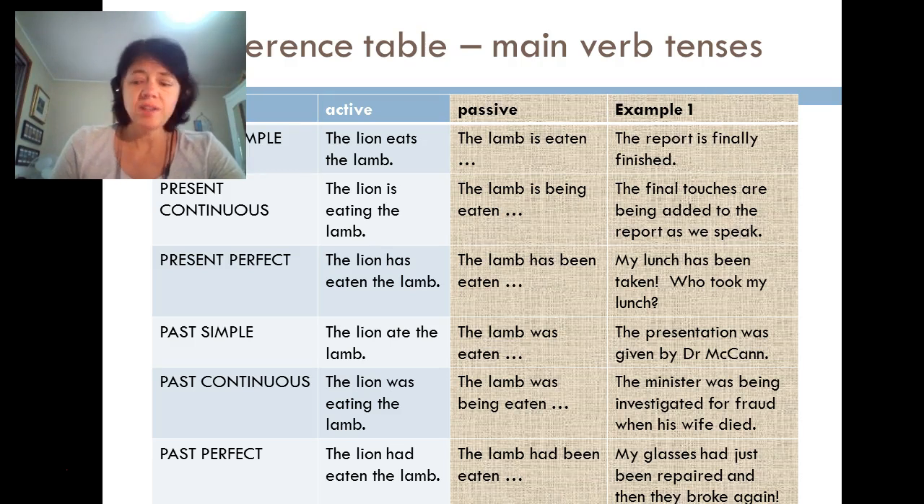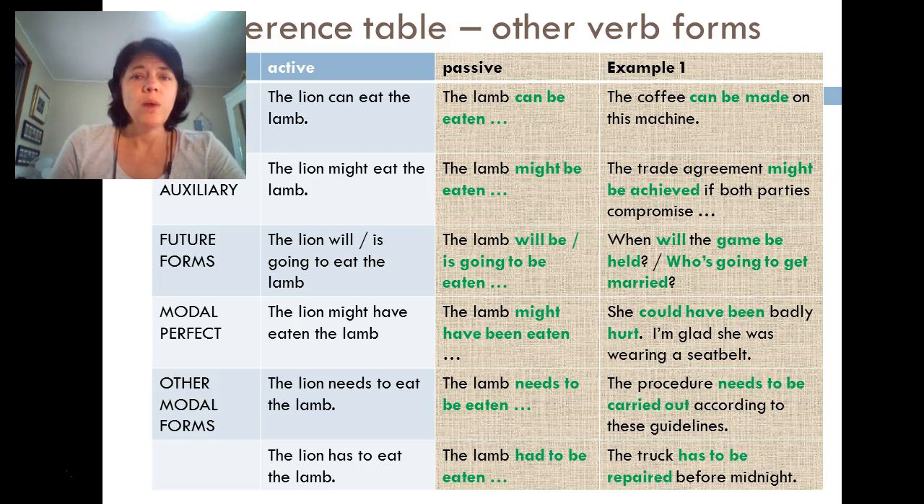Now, I'd like to follow this table with one that looks at other verb forms. For example, the lion can eat the lamb. In passive becomes the lamb can be eaten. And a real example, the coffee can be made on this machine. In some ways, this is easier because after a modal verb in English, we always use the base verb, be.